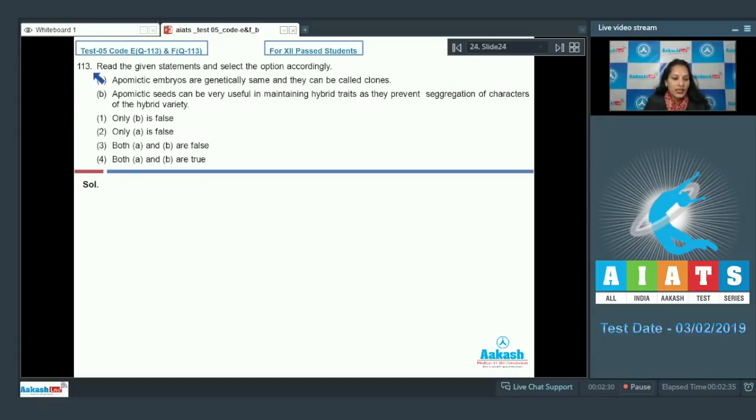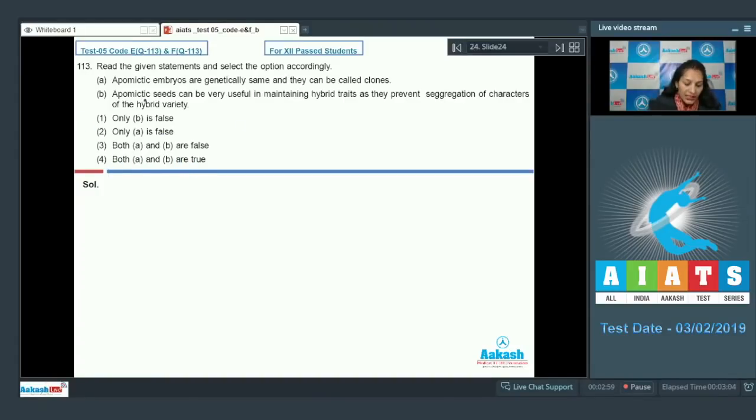Question number 113. Read the given statements and select the option accordingly. A. Apomictic embryos are genetically same and they can be called clones. B. Apomictic seeds can be very useful in maintaining hybrid traits as they prevent segregation of characters of the hybrid variety. First option, only B is false. Second, only A is false. Third, both A and B are false. Fourth, both A and B are true.